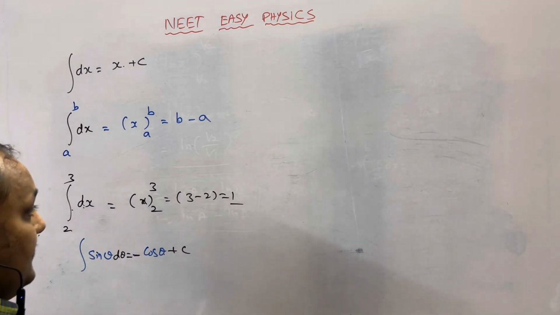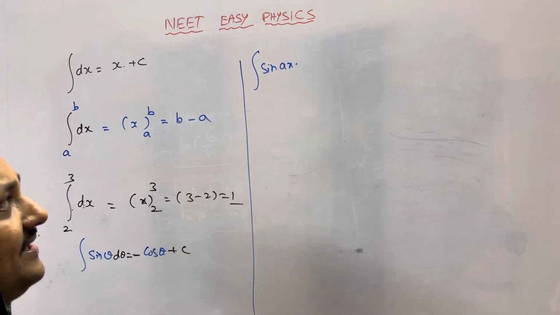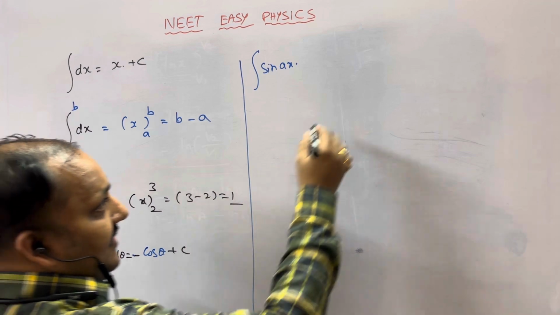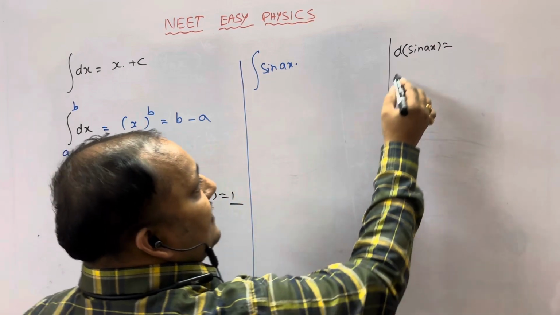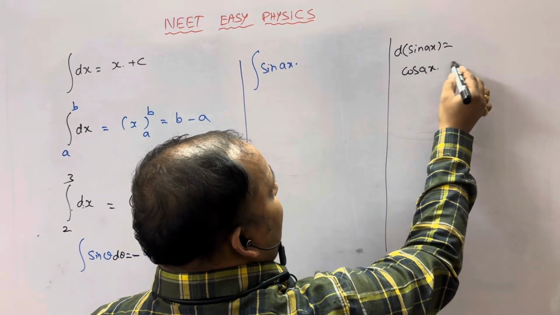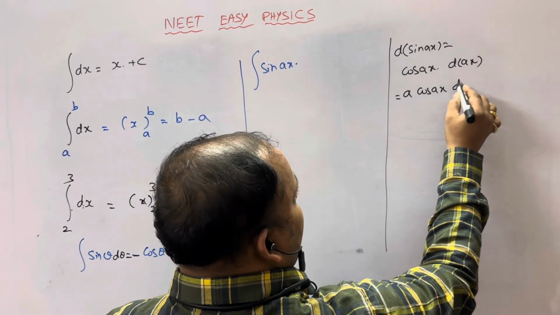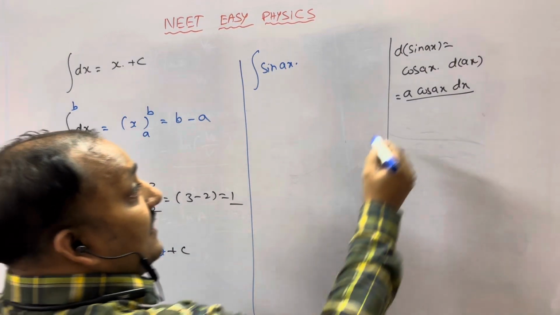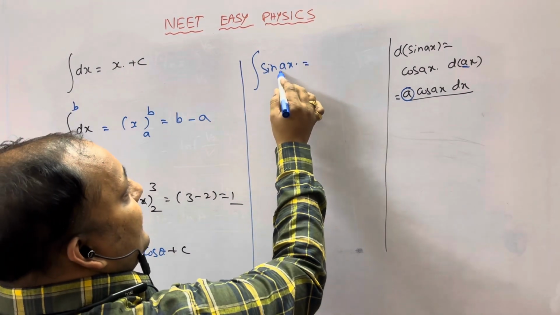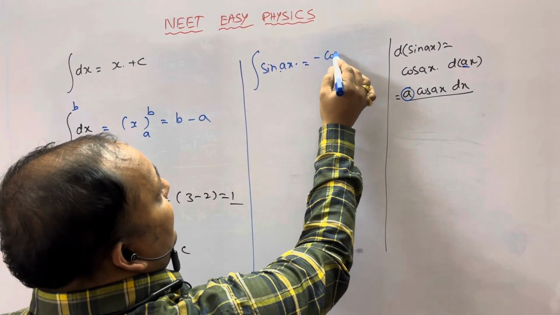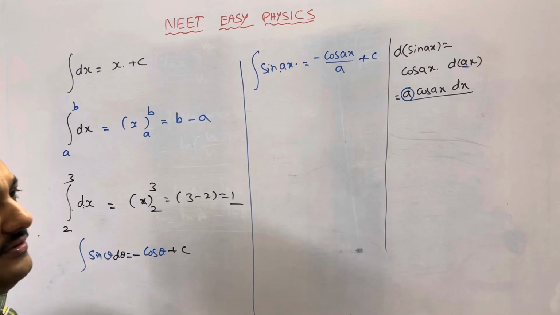Okay, now see how we are going to write integral sine ax. Before going to write integral sine ax, we will recall the derivative of sine ax. What we said in the previous video, the derivative of sine ax is cos ax, and the derivative of ax is a, so finally a cos ax dx. See here, a we multiplied. Now in integration, integral sine ax is minus cos ax divided by a plus c we are going to write.